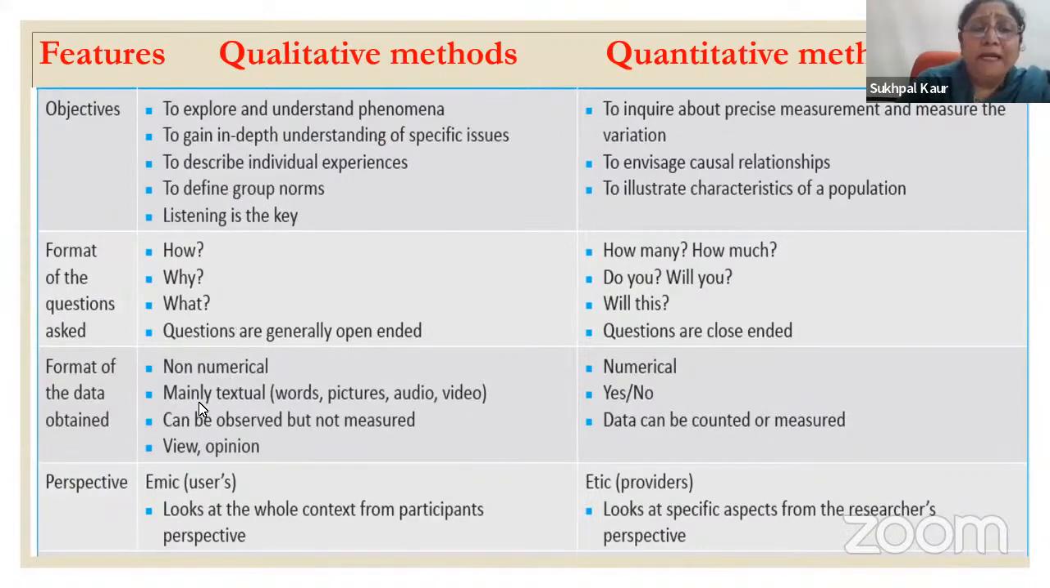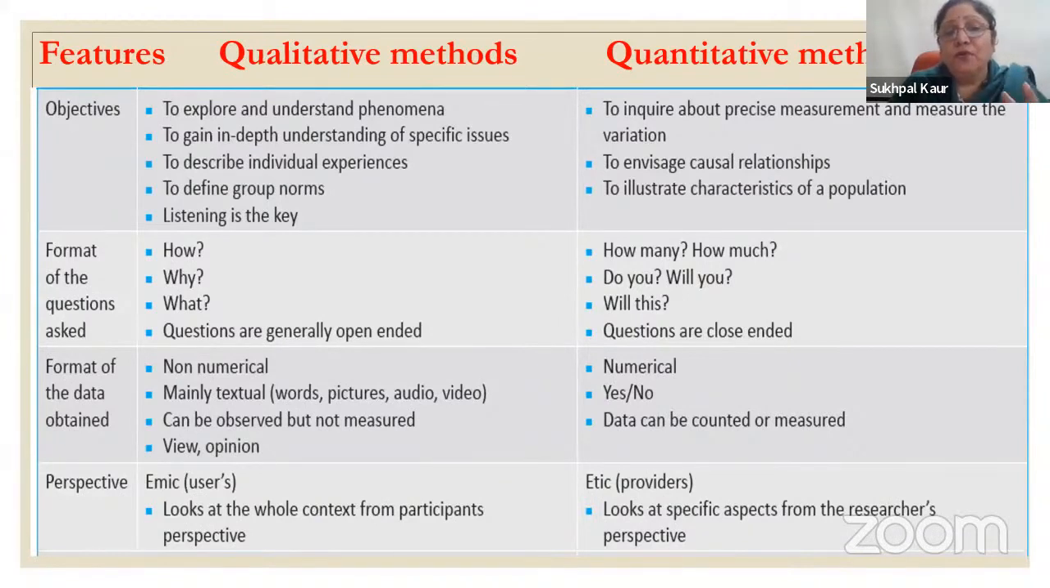The format of data obtained in the qualitative method is non-numerical, mainly textual data in the form of words, pictures, and the data can be collected in the form of audio or video. It can be observed but cannot be measured. We can always assess the views and opinions of the people in the qualitative research design. However, in quantitative, it is always numerical, yes or no type of data, and data can be counted or measured.